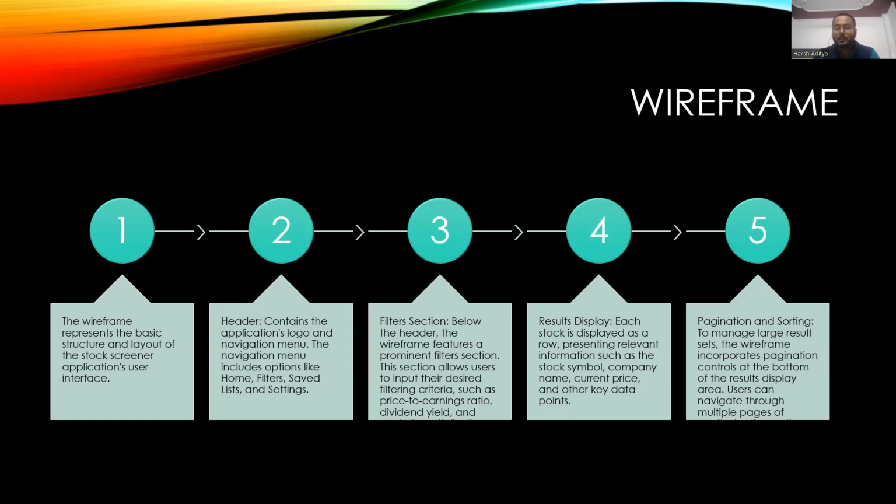Results display. Each stock is displayed as a row, presenting relevant information such as stock symbol, company name, current price, and other key data points. The fifth one is pagination and sorting, to manage large result sets. The wireframe incorporates pagination controls at the bottom of the results display area. So let's look at the wireframe straight away.